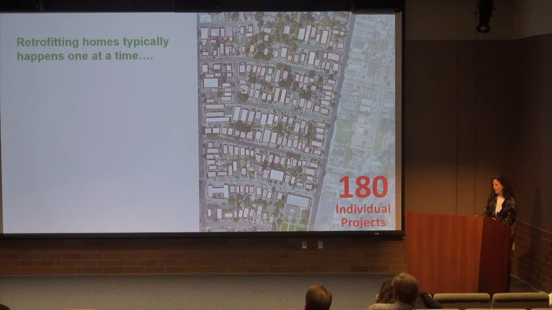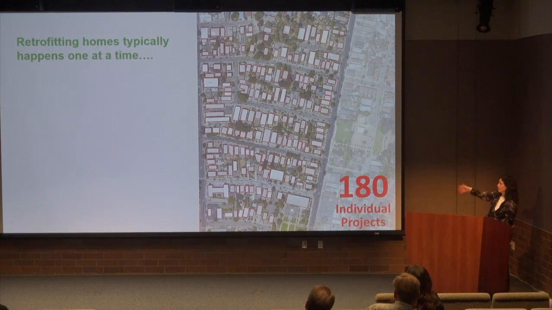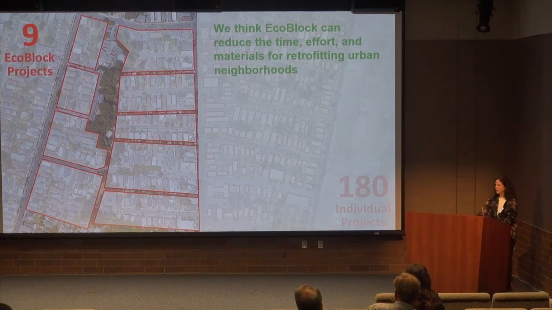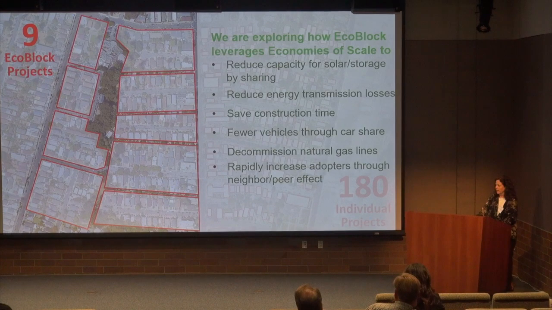And I think the idea is that you could retrofit one house at a time, and this is what happens now. So here, if you take a slice of the city, it's 180 projects. Or if you were to do it in an eco-block manner where you're able to do a number of houses at once, it'd only be 9 projects. So we think that eco-block can reduce the time and effort and materials for retrofitting urban neighborhoods. And this is one of the things that we're exploring to see how we leverage economies of scale in this.